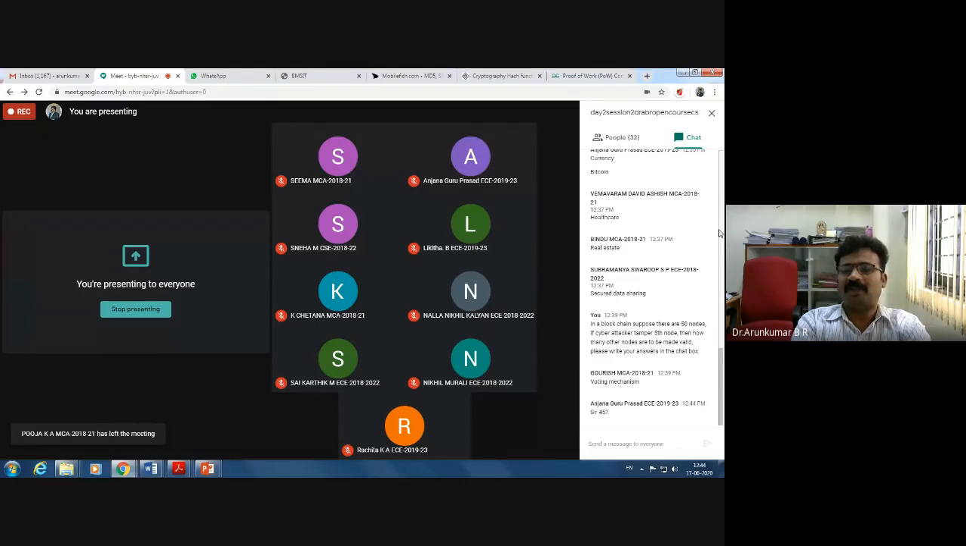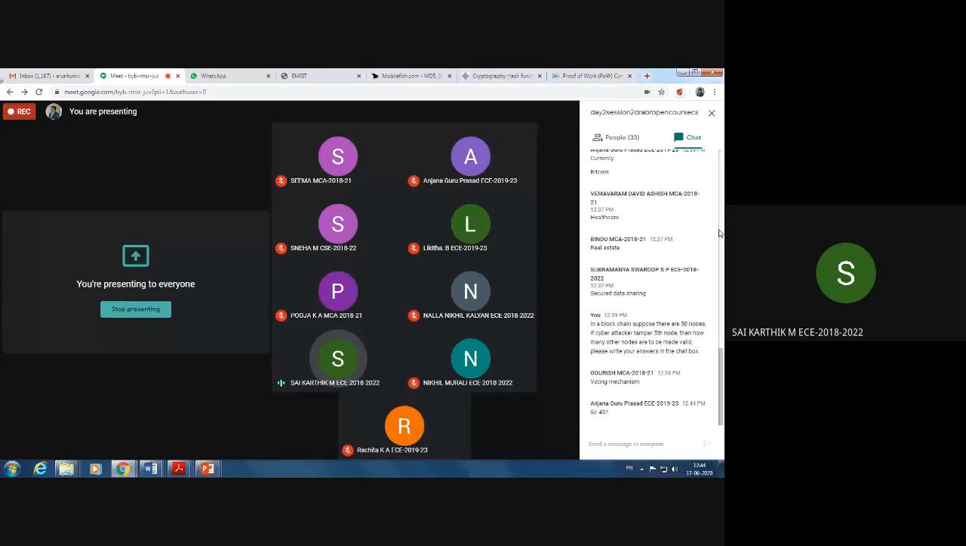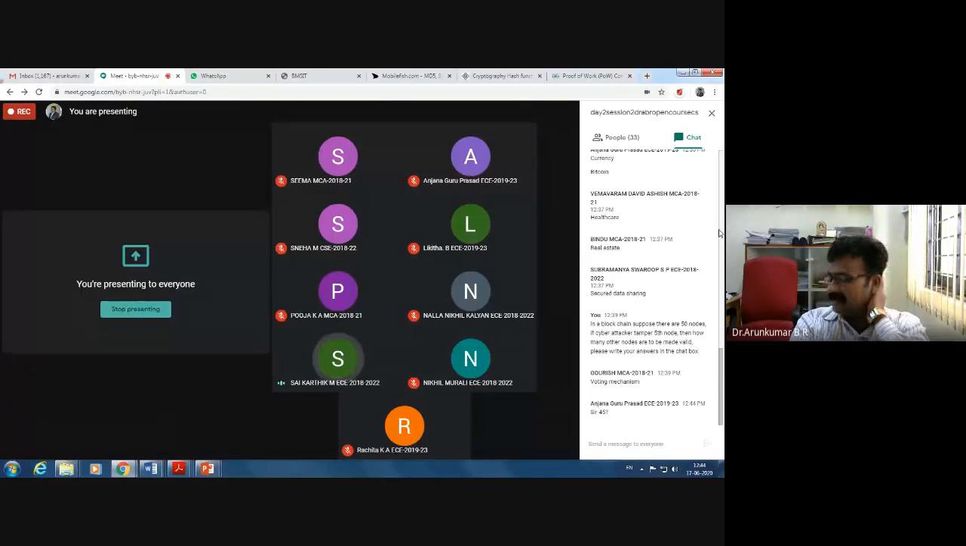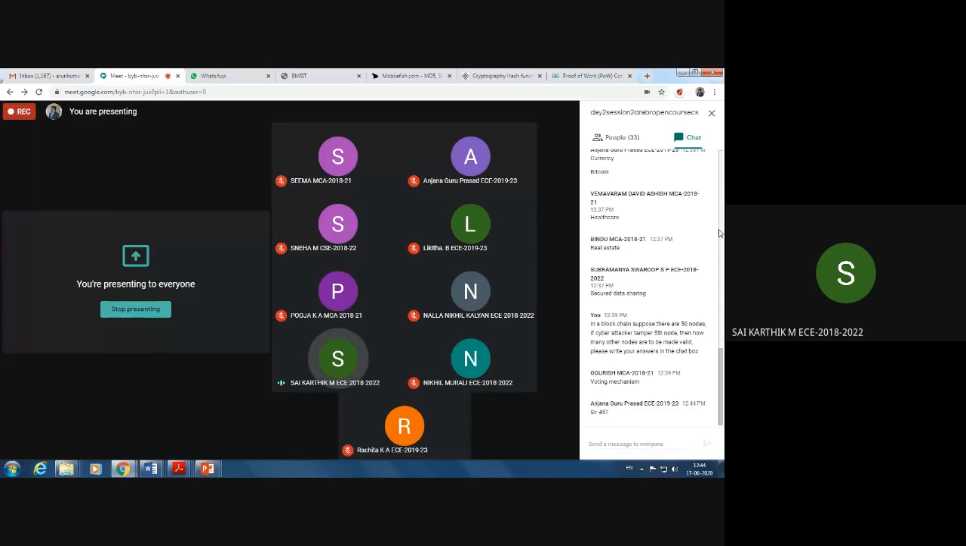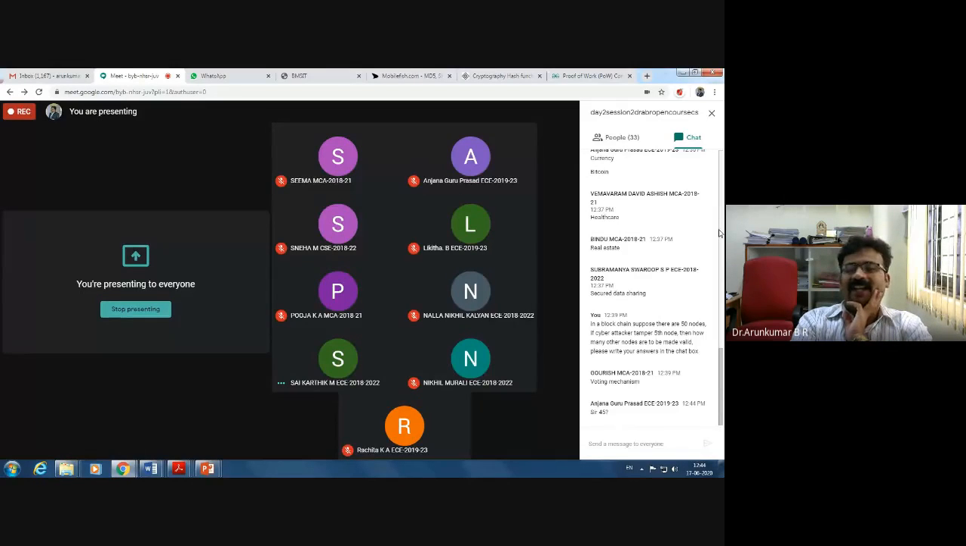I got one answer in the chat box. Sai Karthik, do you think the answer given is correct? Yes, sir, because the hash of one block is stored in the other block. So the hashes change, so the next 45 will not work. Yes, the remaining 45 become invalid, and the attacker is supposed to calculate the hash and even the proof of work for the remaining 45 nodes. Is it correct? Yes, sir. Okay, thank you.